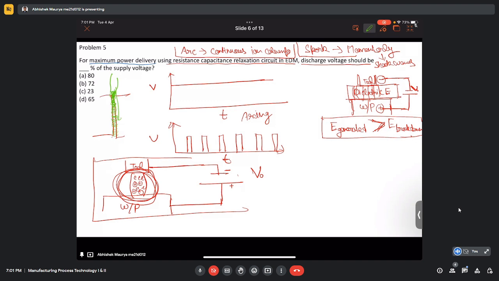So in the welding process, we want the material to melt as well as get deposited. Therefore we are using continuous arc. There we are not interested in removing the material. So arc is something which is continuous. This ion column is continuous. This is the plasma channel. This is continuous.